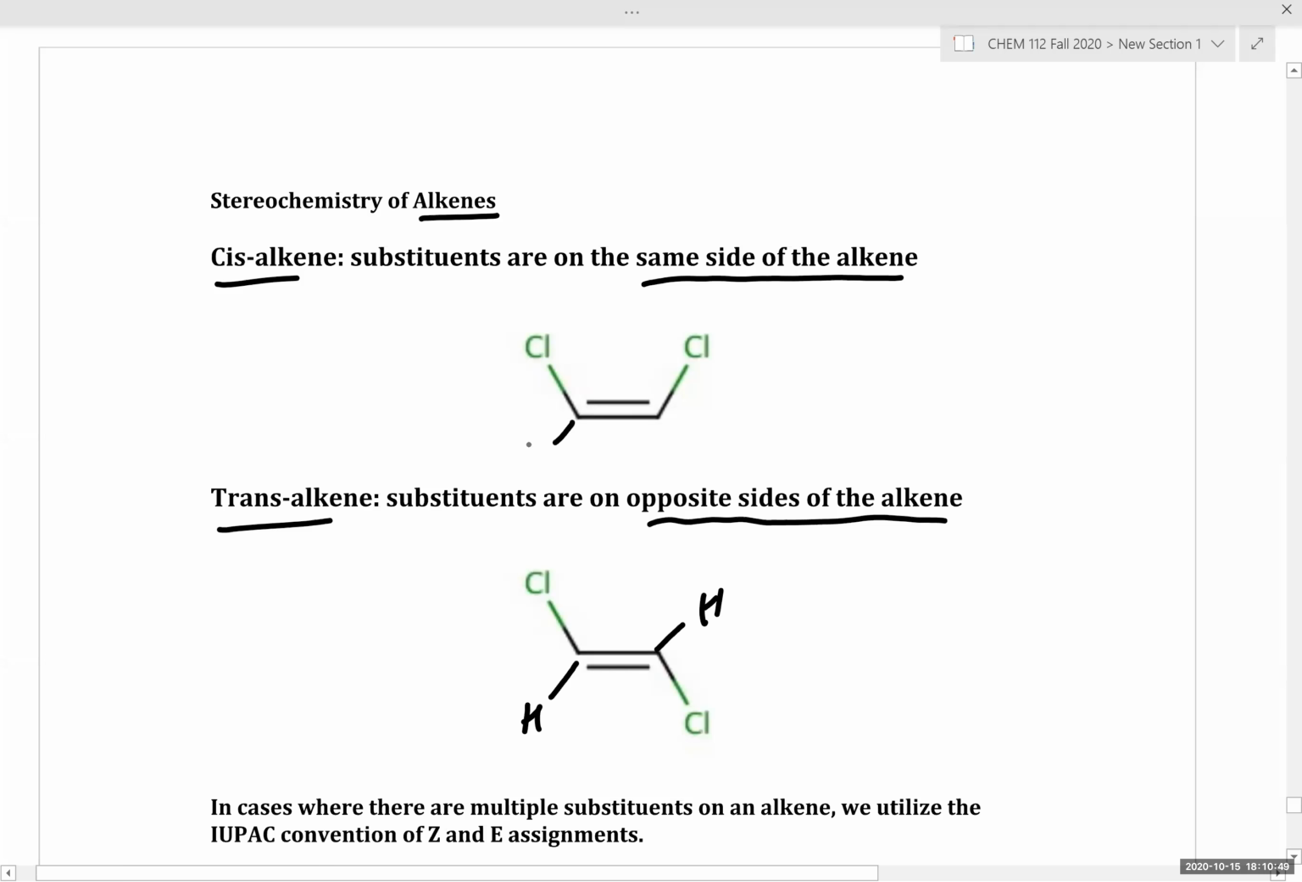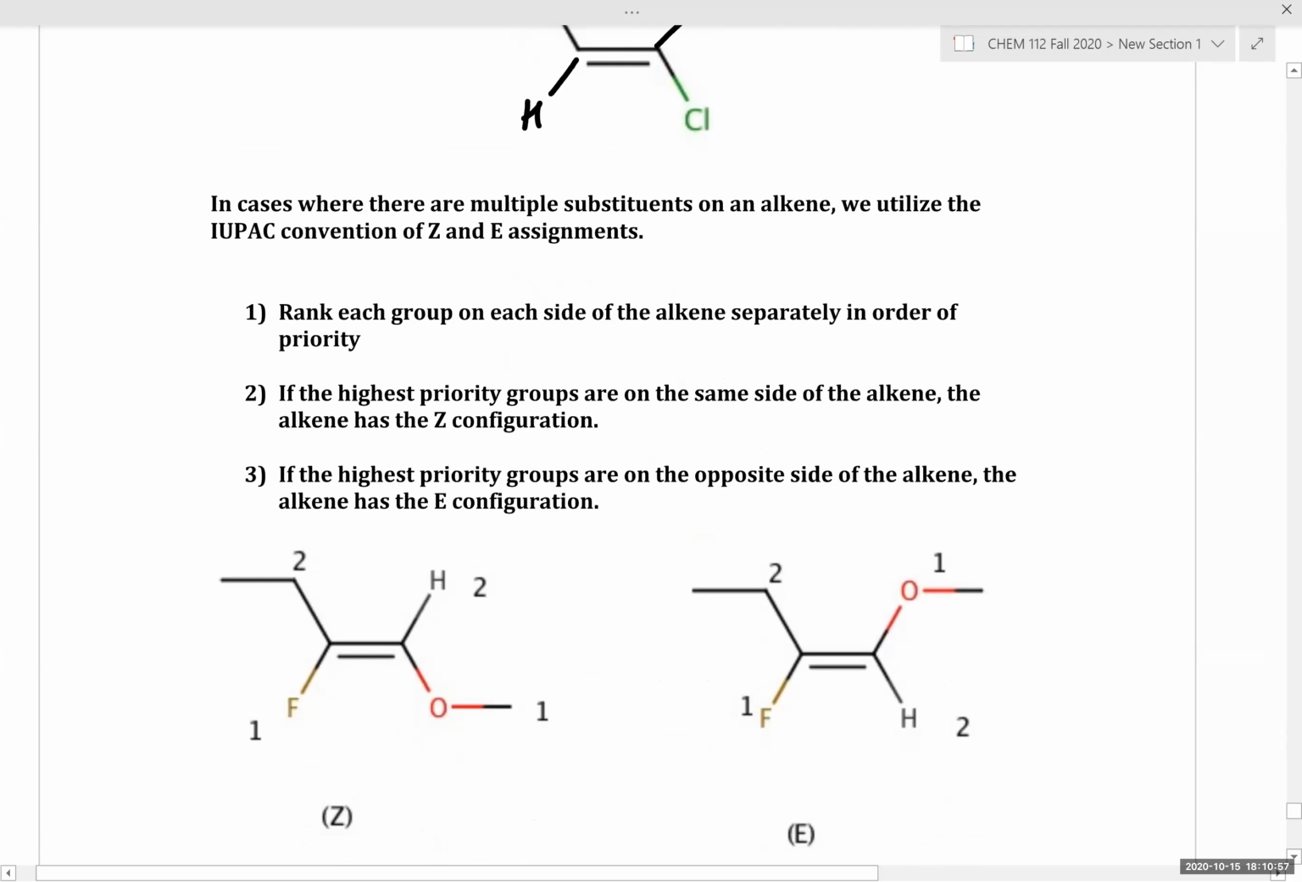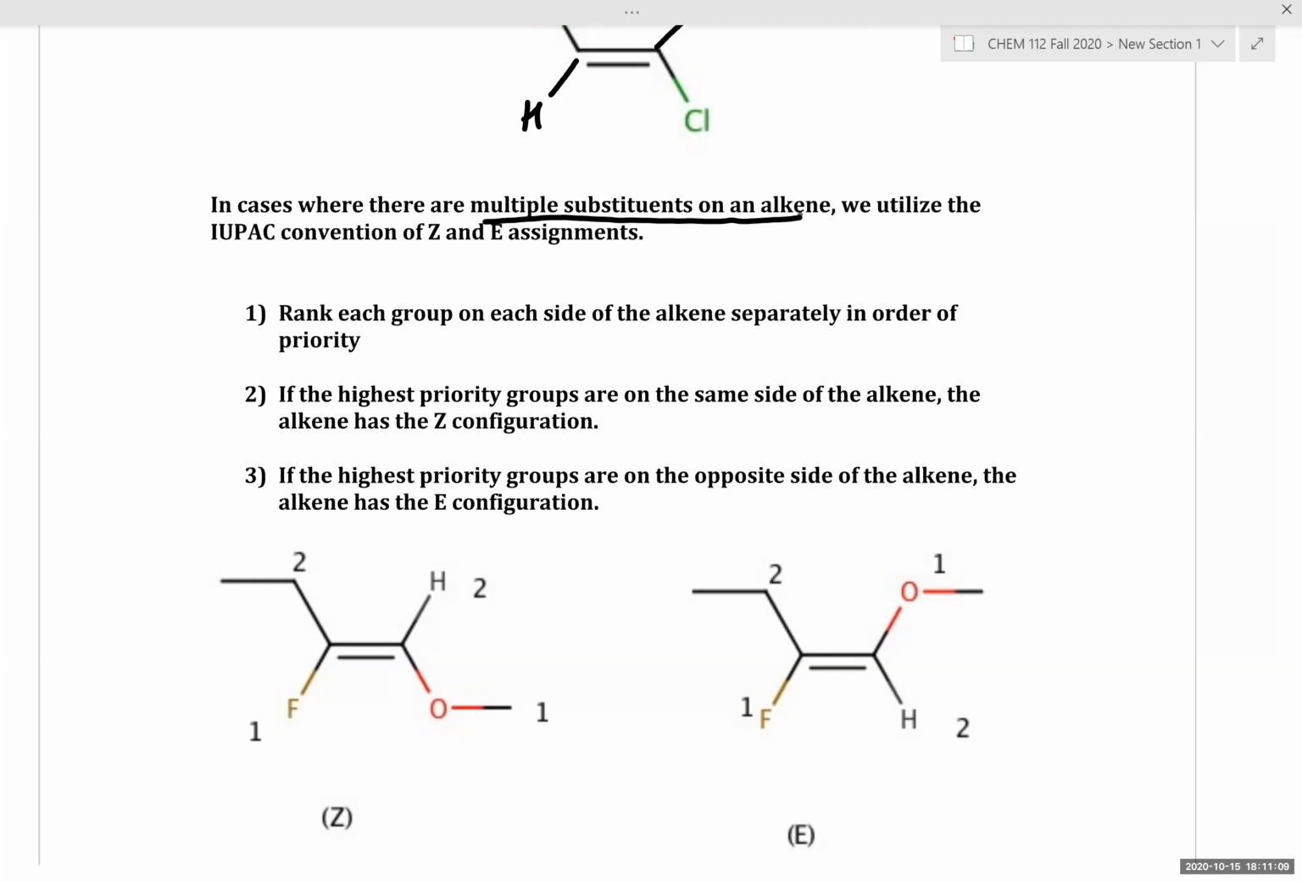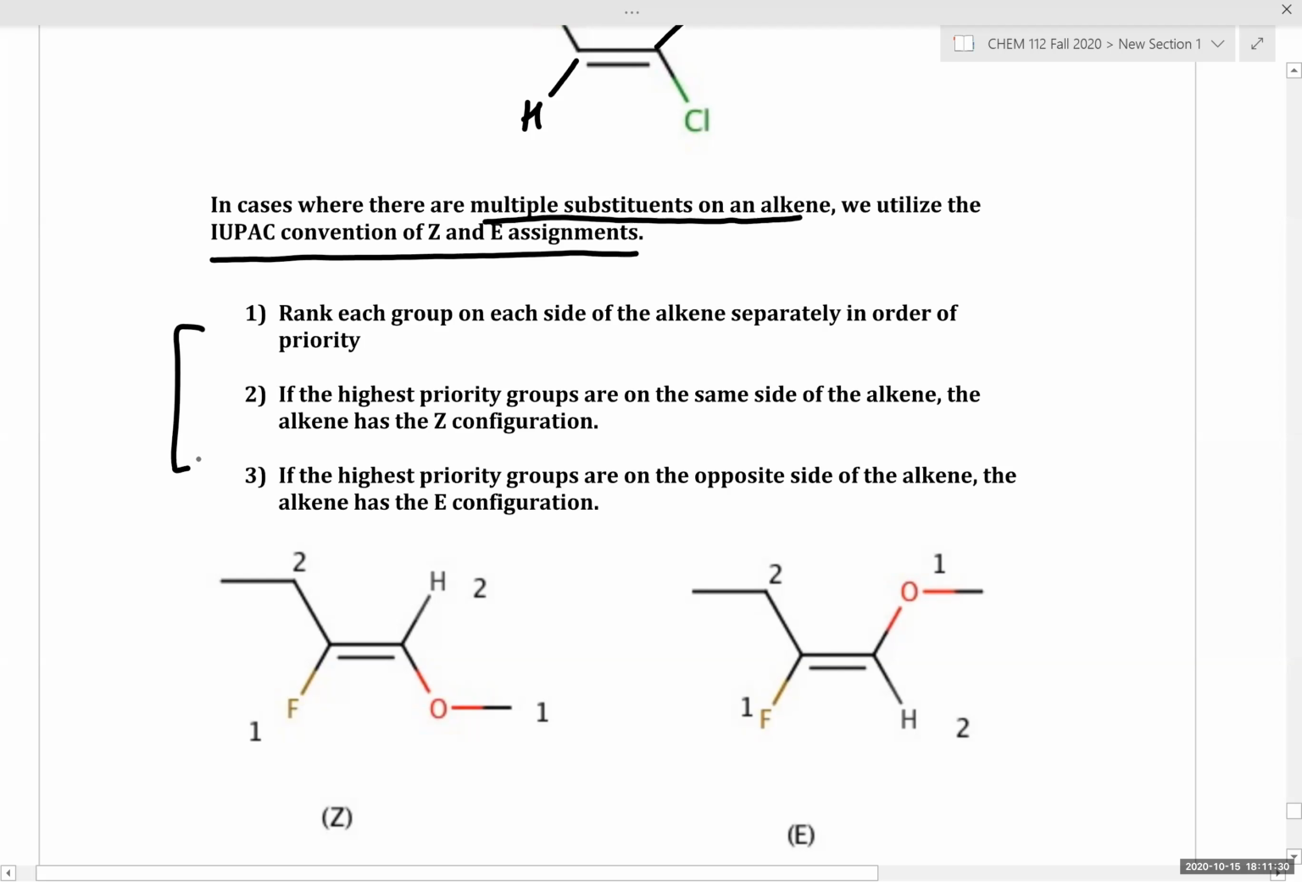Now, this cis and trans definition works nicely when we have relatively simple alkenes. However, when we start to look at molecules with multiple substituents on the alkene, cis and trans naming conventions sort of fall apart very quickly. Which groups are you referring to? Well, IUPAC has developed a convention of assigning alkenes as Z or E, and that serves to denote the stereochemistry and relative arrangement of our substituents in our alkene. So these rules are going to sound very familiar.